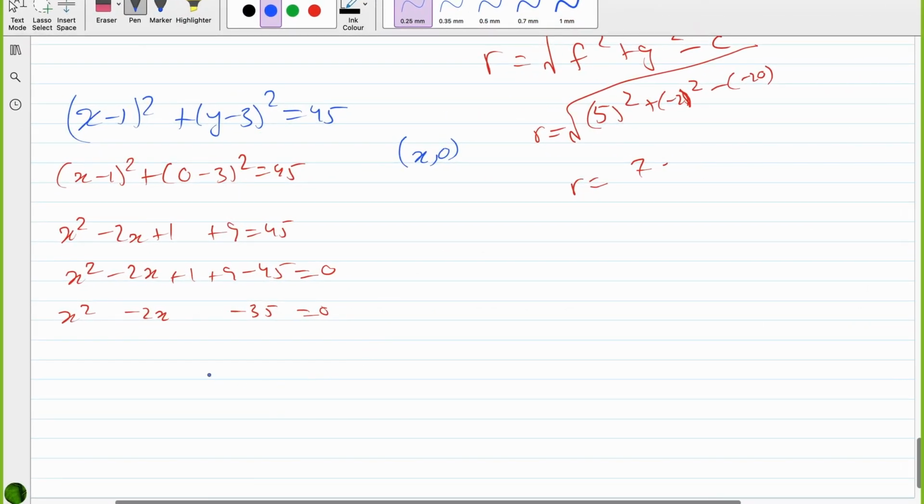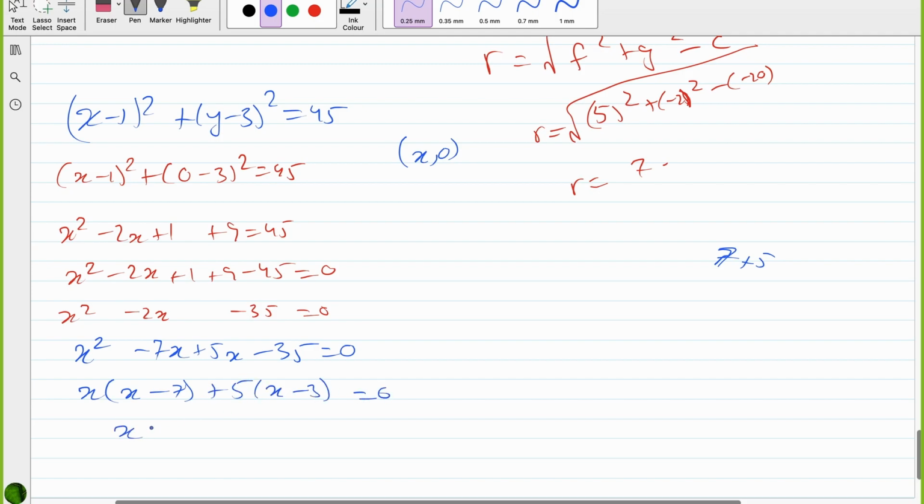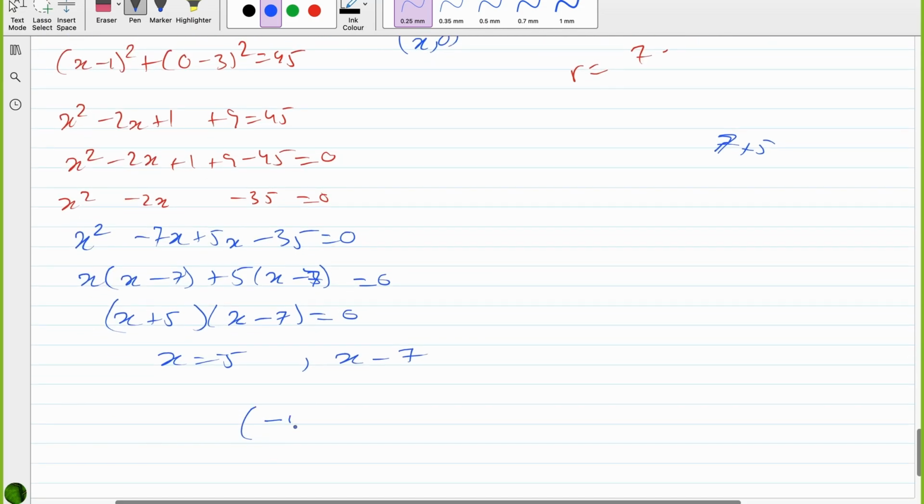Going for middle term breaking, this is x square, and I need factors of 35, so that will be 7 into 5. So x square minus 7x plus 5x minus 35 is equal to 0. Taking x common, that is x minus 7 plus 5 times x minus 7 is equal to 0. So x plus 5 and x minus 7 is equal to 0. So x is equal to minus 5 and x is equal to 7. So the points of intersection are minus 5 comma 0 or 7 comma 0.